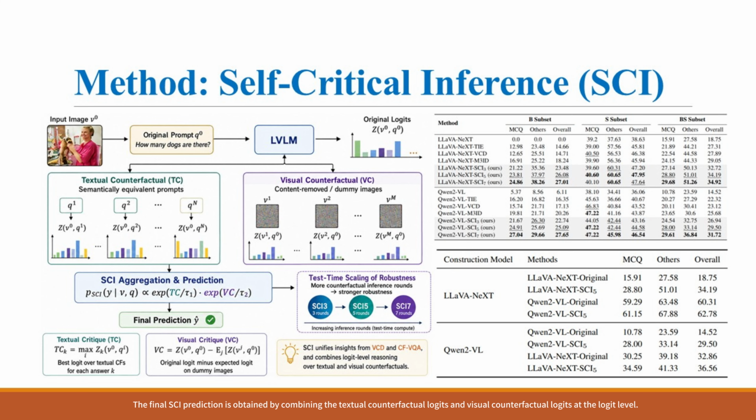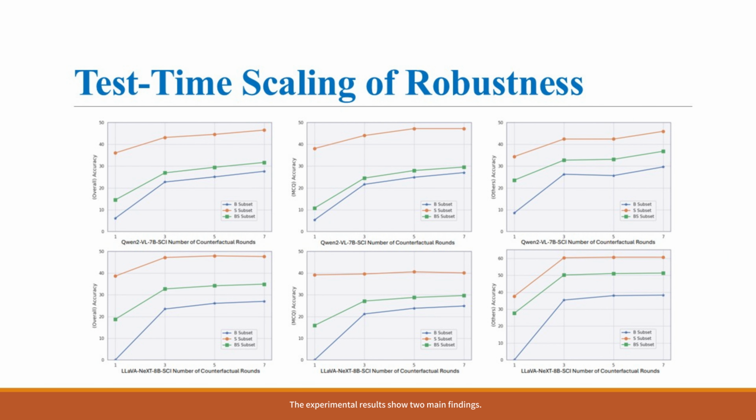The final SCI prediction is obtained by combining the textual counterfactual logits and visual counterfactual logits at the logit level. In other words, SCI does not only compare final discrete answers, it compares and aggregates the underlying continuous logit distributions. We further define three versions: SCI 3, SCI 5, and SCI 7. These correspond to different numbers of inference rounds. This design allows us to study a new form of test time scaling. Instead of increasing the length of reasoning tokens in a single inference, we improve robustness by increasing the number of counterfactual inference rounds. The experimental results show two main findings.